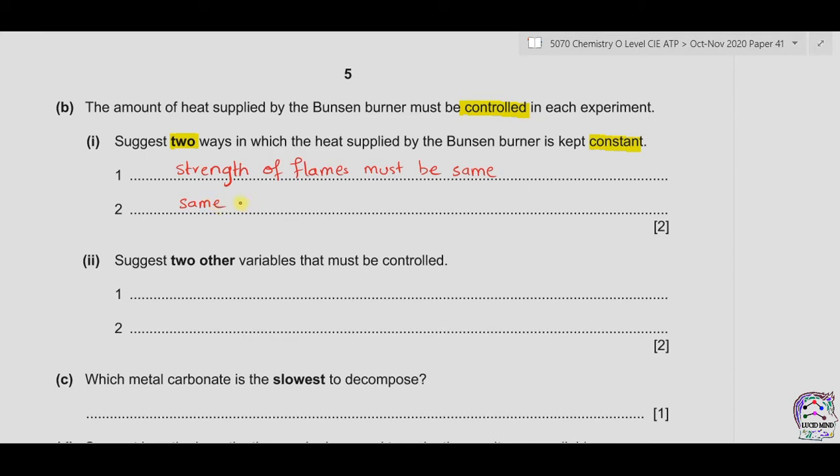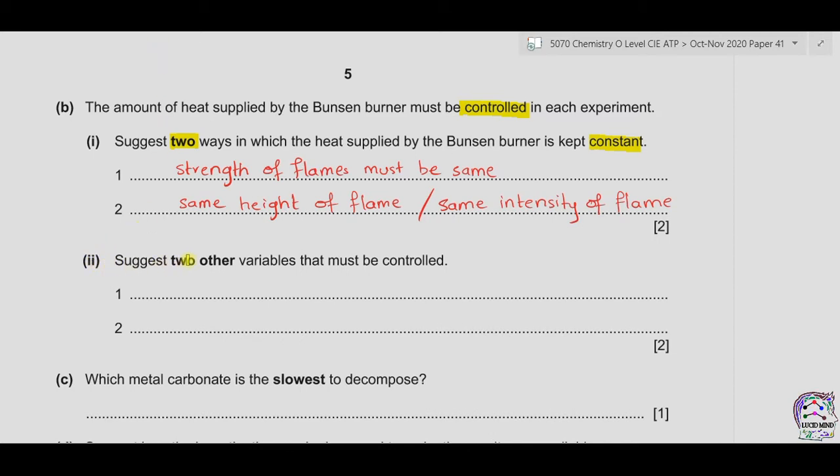We can also write same height of flame, or same intensity of flame that is used. This is because if the strength or height or intensity of flame is unequal in different experiments, then the experiment is ambiguous.